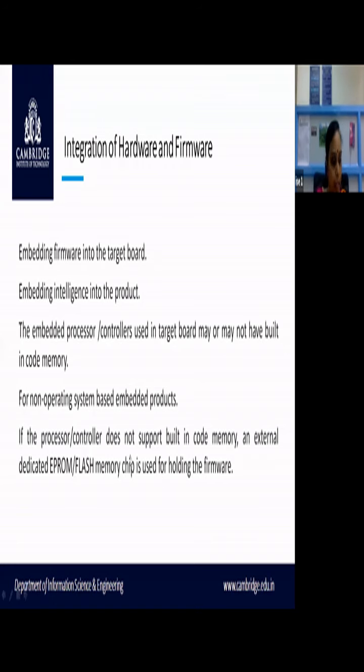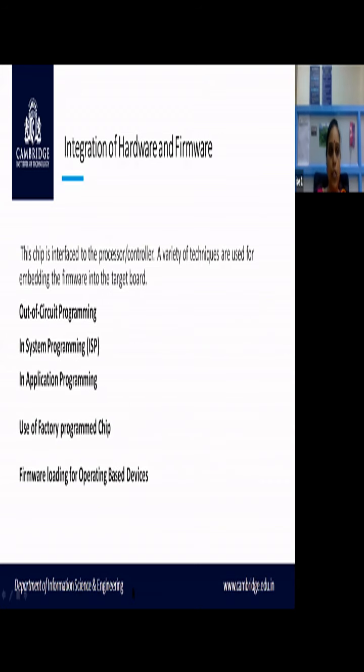There are different techniques which will be used for doing this, so we will see them one by one here. The chip is interfaced to the processor, and a variety of techniques are used for embedding the firmware into the target board. Here we are going to discuss five of them. One is out of circuit programming. The second one is in system programming. The third one is in application programming. Fourth is use of factory programmed chip, and the fifth one is firmware loading for operating system based devices.